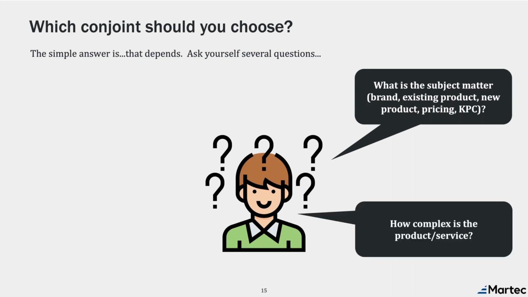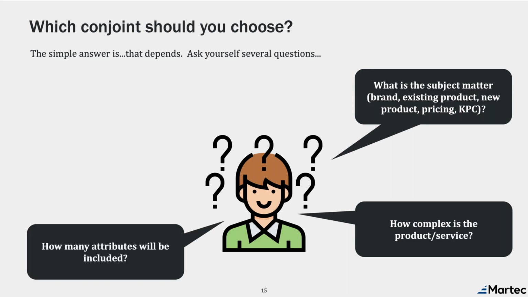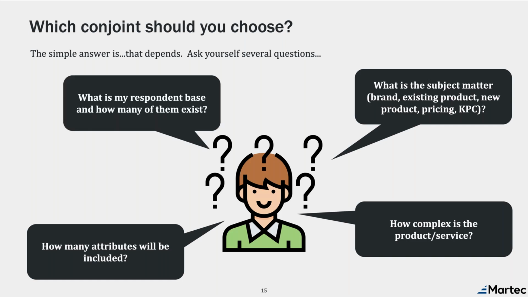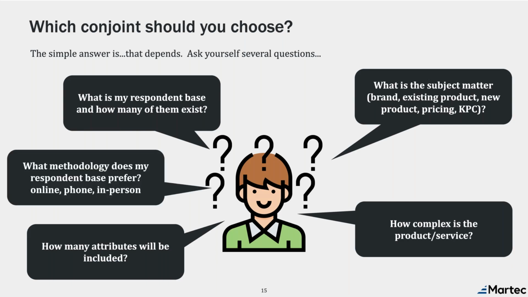The complexity of the product or service also will drive you to one of the choices. How many attributes are we talking about? Are there 5 attributes? Are there 15 attributes? Each of those will lead you to a different option. What is my respondent base and how many of them exist? So that will drive you to the methodology.